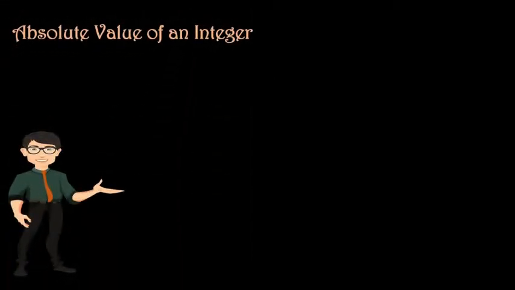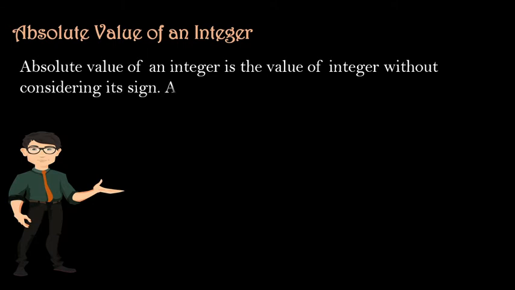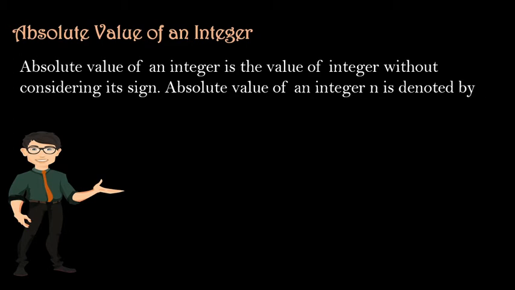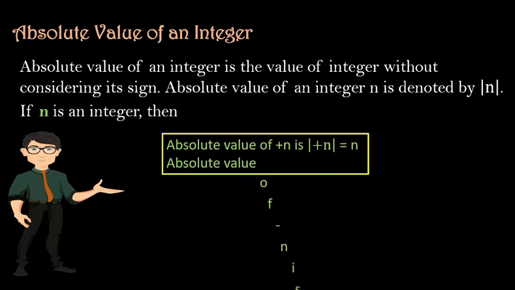Now let's understand the next topic of our book, absolute value of an integer. An absolute value of an integer is the value of integer without considering its sign. Absolute value of an integer n is denoted by writing n between two vertical lines. Now suppose if n is an integer, then the absolute value of plus n is n and absolute value of minus n is also n.